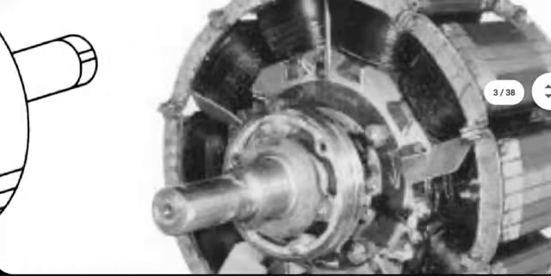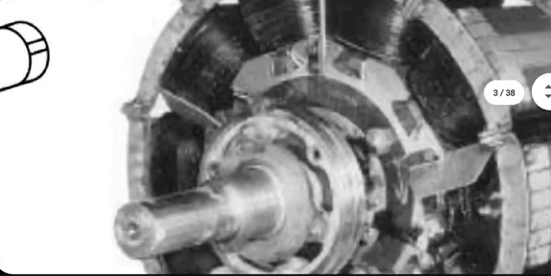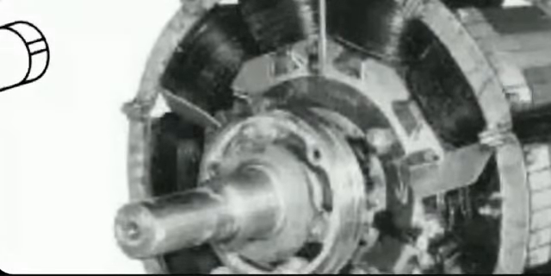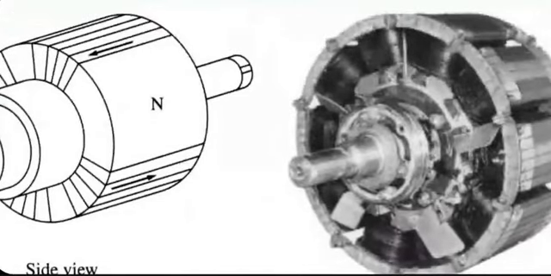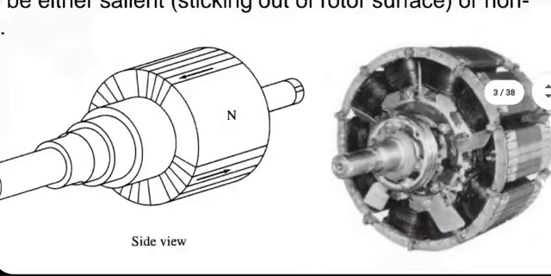For low speeds, they are okay. For high speeds, they start coming off. So mechanically, it becomes a challenge. So in that case, instead of having salient poles, we have electromagnetically stimulated poles, and the rotor becomes what we call a cylindrical rotor or non-salient rotor.